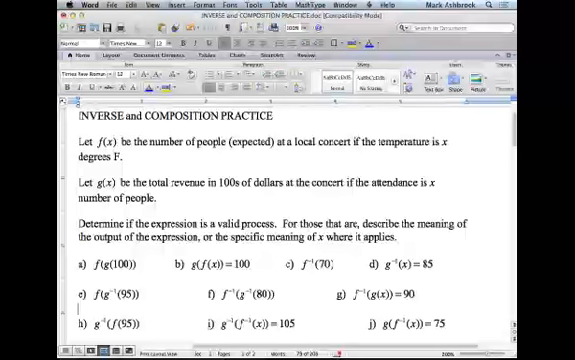Is this the input or output of F? It's an input of F. Input is the whole thing. It's the input of F. So it's a temperature. Which temperature is it? Temperature corresponding to 70 people at the concert.